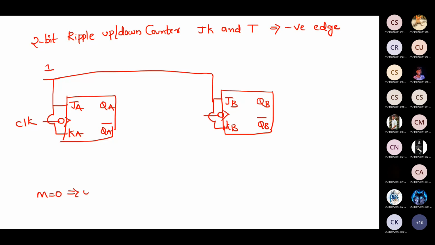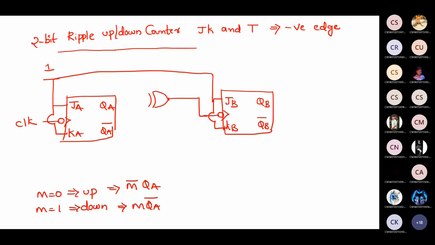When M is equal to 0, it should perform up counting. M equal to 1, it should do down counting. So how will you write? M bar QA, M QA bar, this is XOR gate. So directly I'm taking an XOR gate now instead of 2 AND gates and OR. One external line for M. So apply M followed by QA here, and the XOR gate should be connected. So output should be taken at QA and QB. So this is 2-bit ripple up down counter using JK flip flop.